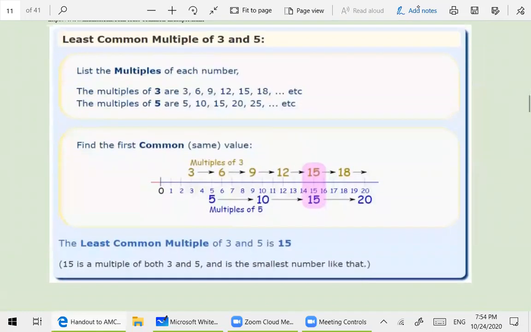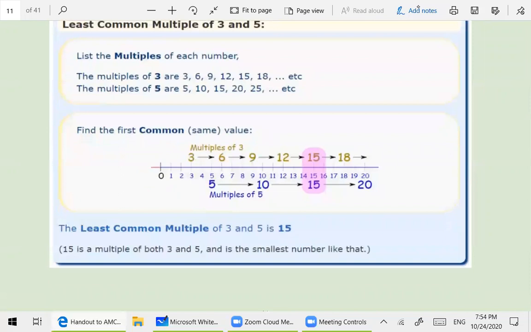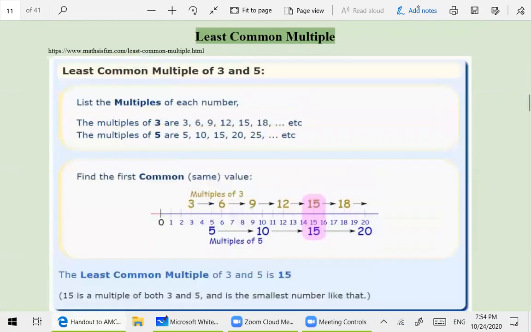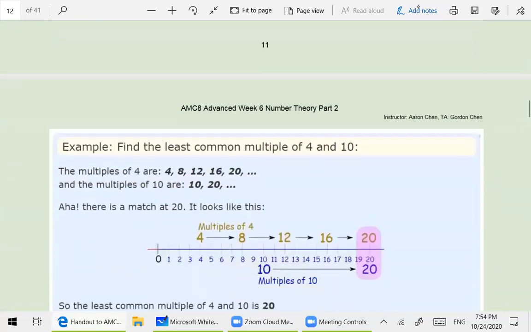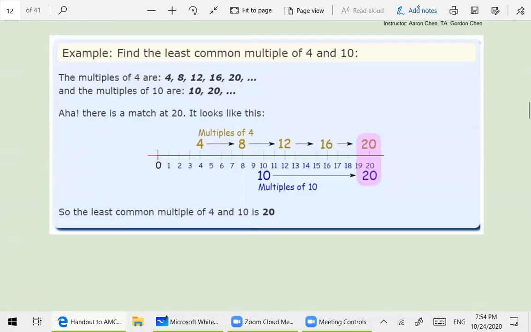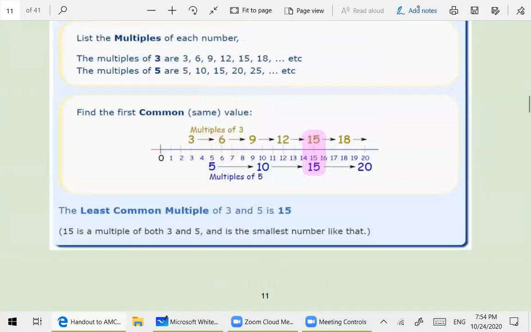And now, the least common multiple. It's the smallest number that is a multiple of all the numbers. It's also usually just used for two numbers, but you can also apply this to as many as you want. So here are two examples.